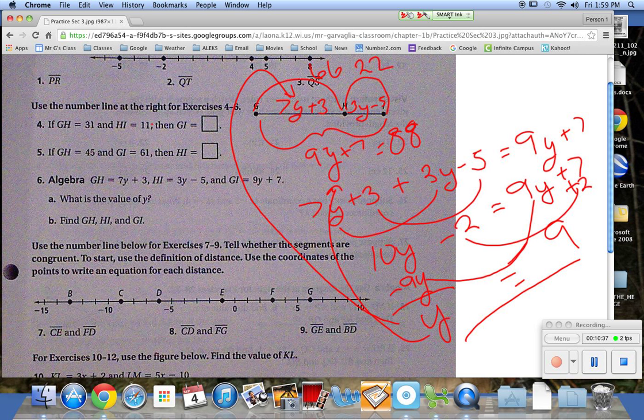Are we correct with this? Can we check this? Do we know how to check this? How would we check it? We got 66 and 22 here, right? We know that's the total length here. Add it up. What does that add up to? 88. What's our total length down here? 88. We just checked our work. We're good to go. Nice job.